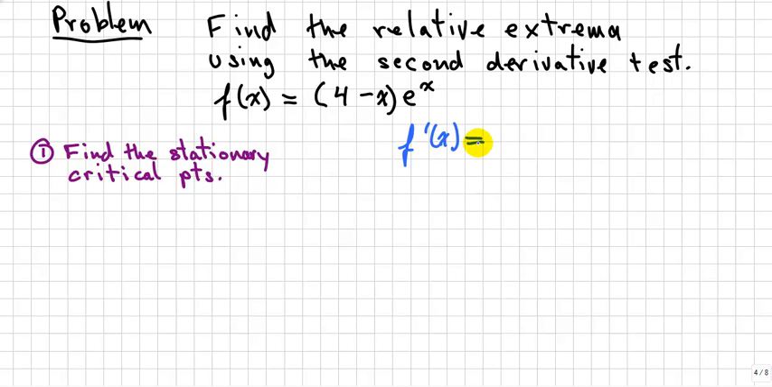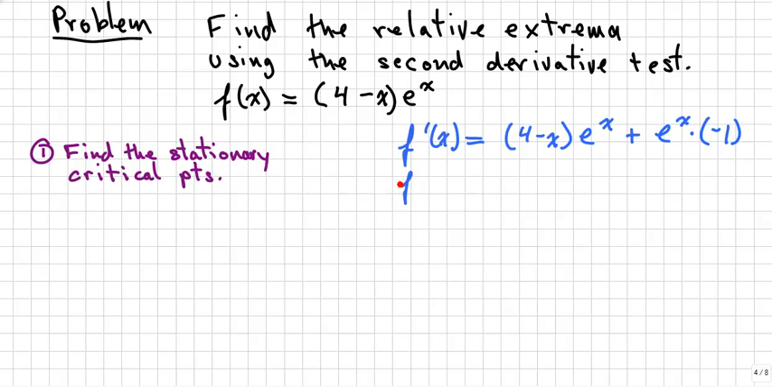So look at this function. It's a product. We're going to have to use a product rule, right? So it's going to be the first function, 4 minus x, times the derivative of the second function. So the derivative of e to the x is just e to the x, plus the second function, that's e to the x, times the derivative of the first function. The derivative of 4 minus x is just -1.